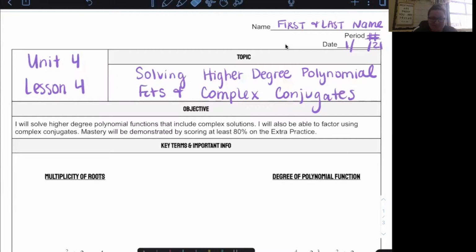Remember to put your first and last name, the period, and the date in the upper right-hand corner of your paper. Our topic today is solving higher degree polynomial functions and complex conjugates.